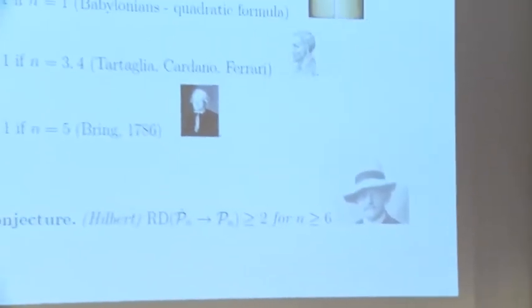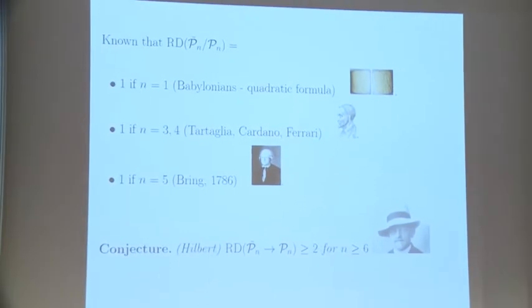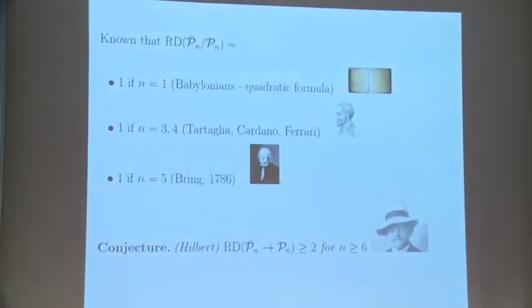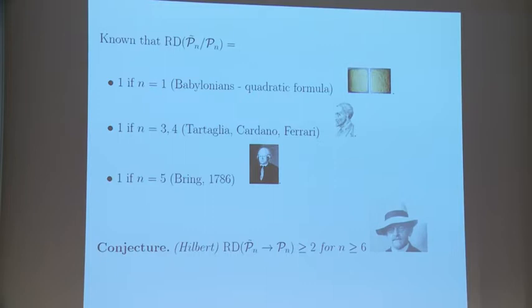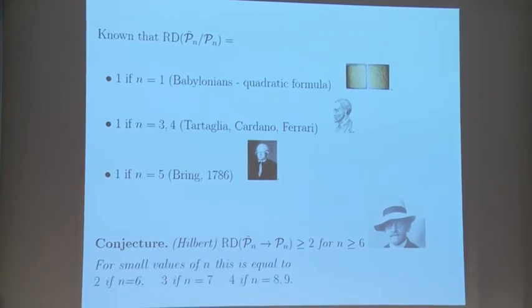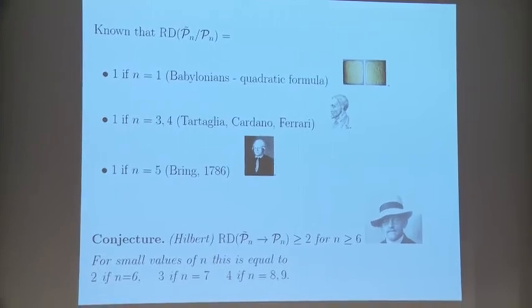And then, well, Hilbert was interested in this kind of question. He conjectured that for n greater or equal to 6, the resolvent degree was greater or equal to 2, and in particular for small values, he had computed and made some conjectures. So n equals 6 is 2, n equals 7 is 3, this is the one that has to do with, if you look at literally the 13th problem of Hilbert in the ICM address, n equals 7. And then it's 4 if n equals 8 and 9.